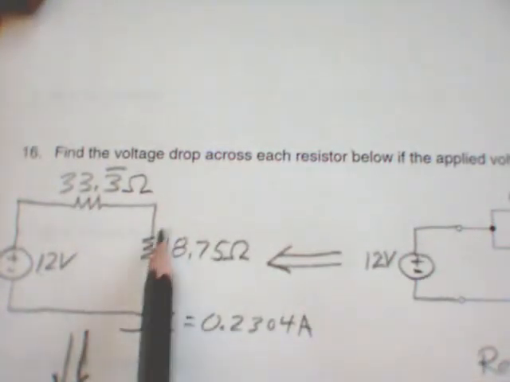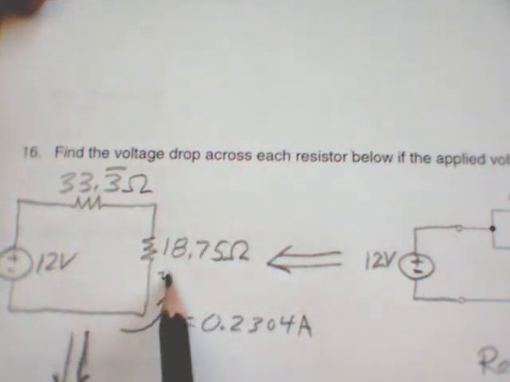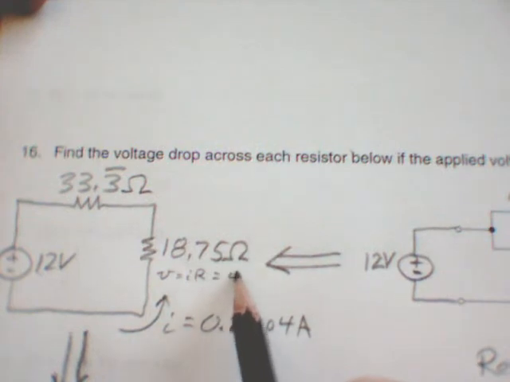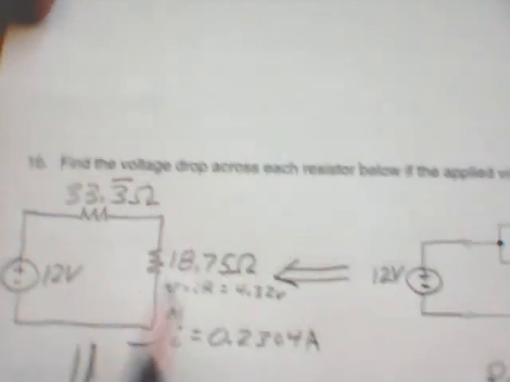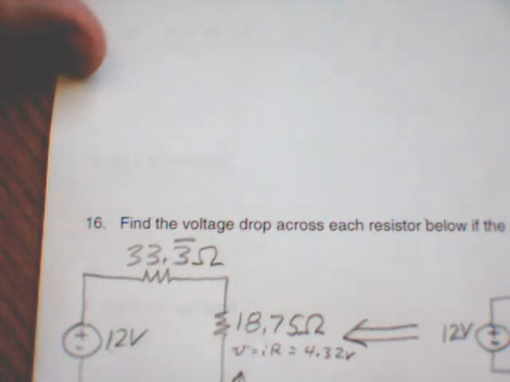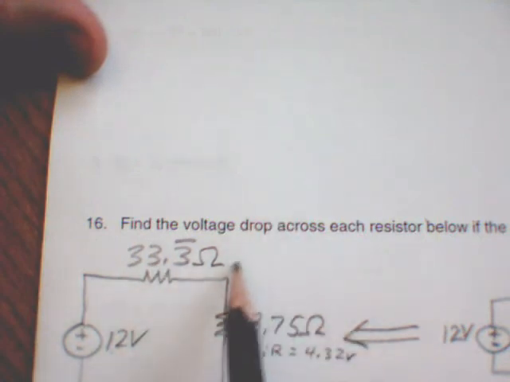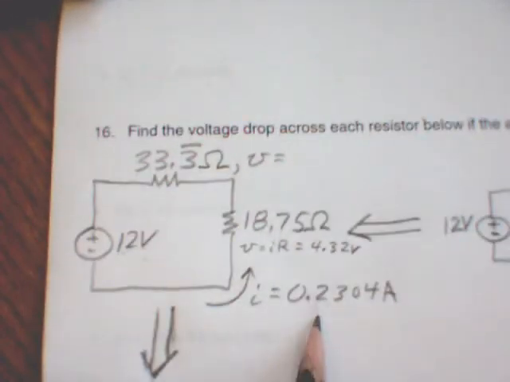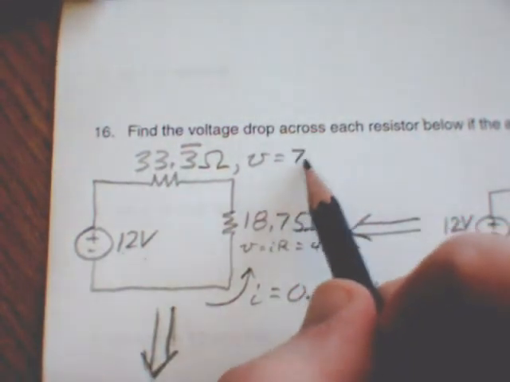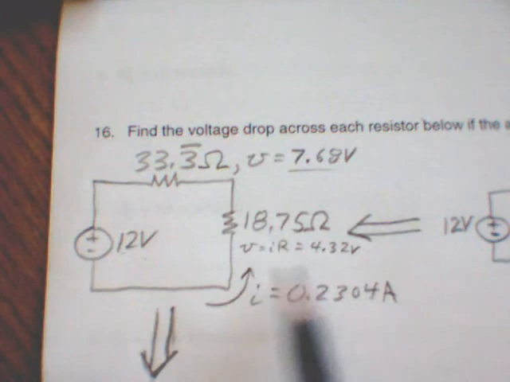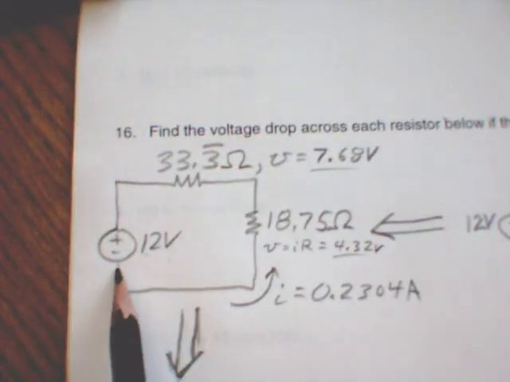Alright, well then you know what the voltage drop is across this one, because V is equal to IR. And so you just take this I and that R right there, and you get 4.32 volts. You do the same thing for this one. Since the current through this one is 0.2304, it's in series with this one, so the current through that one is going to be the same. And so the voltage drop across this one is that I times this R. And so for this one you get 7.68 volts. You might notice that this number plus that number equals 12.